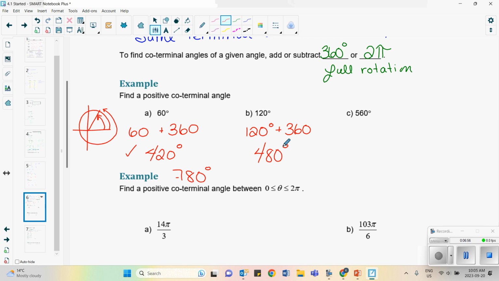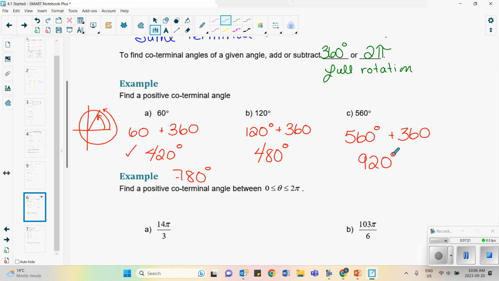560. What do we know right away about 560? It's already gone around at least once, right? So you could go 560, and you could add 360 to it. And what do we have? 920. Okay? That wouldn't be wrong.